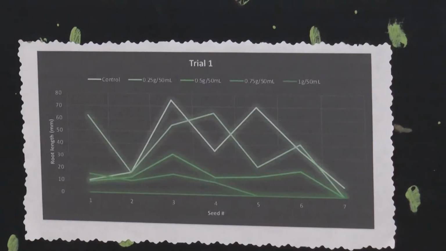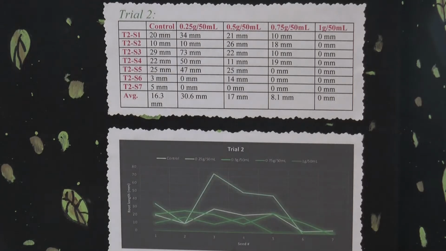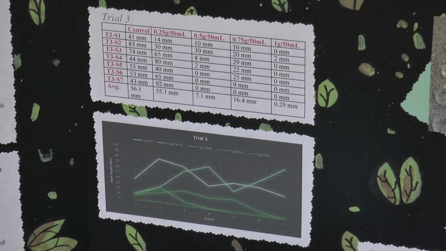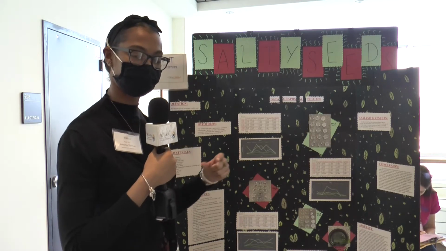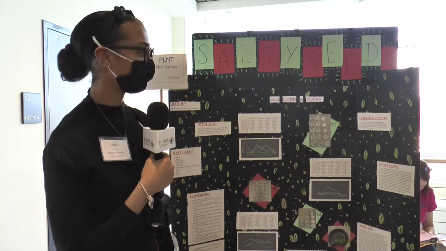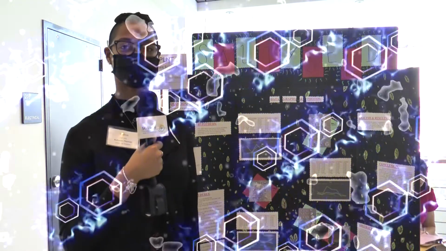Here on my different data tables and my graphs, you can see that the 25 grams of salt was significantly higher than any other of the concentrations, and that it helped the embryonic root length of those radish seeds be longer than the rest. So that is my project.